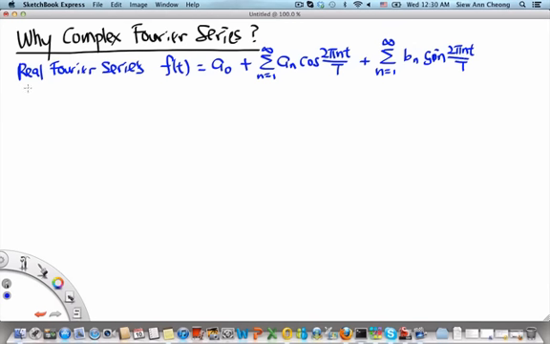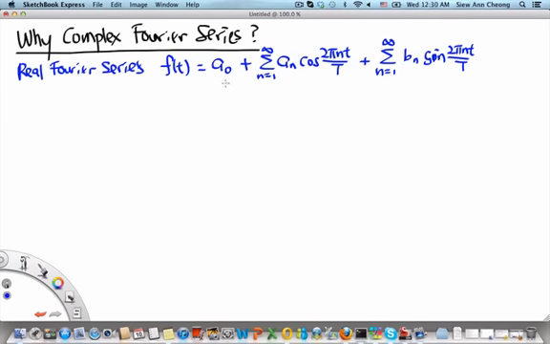Now, we've learned in the earlier video segment how to write down the real Fourier series for a function f of t that has period capital T. We write it as A0, a constant that is equal to the average value of the function over one period, plus a sum from n equals 1 to infinity of an times cosine 2 pi nt over capital T, plus a sum from n equals 1 to infinity of bn sine 2 pi nt over capital T.